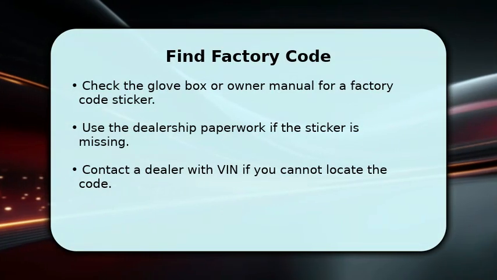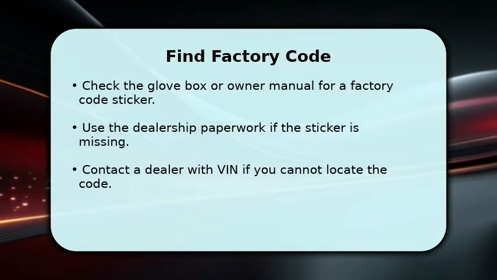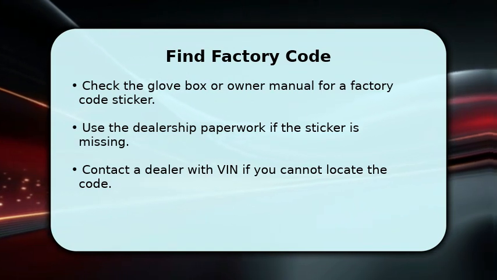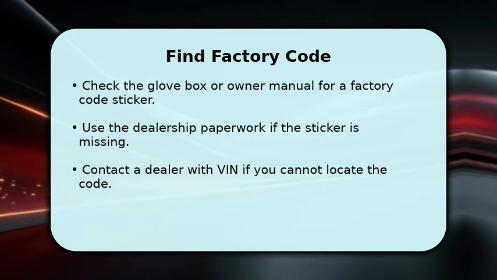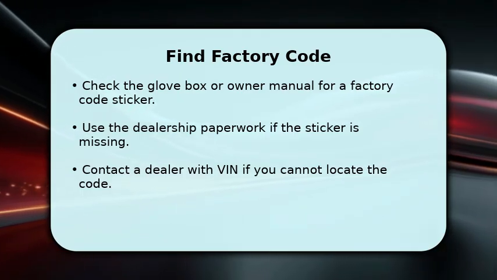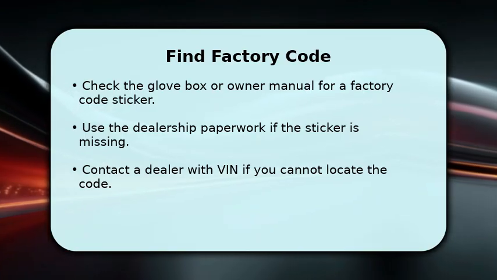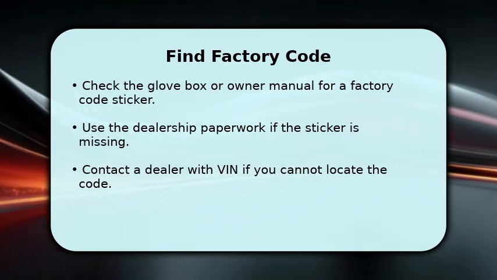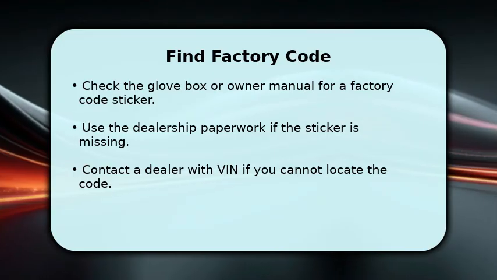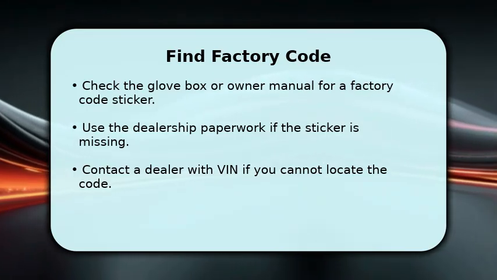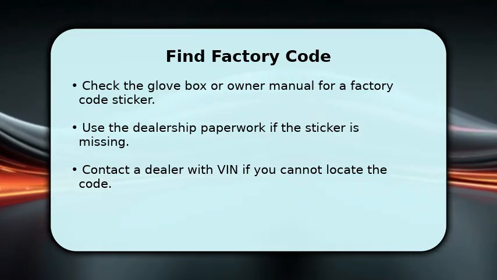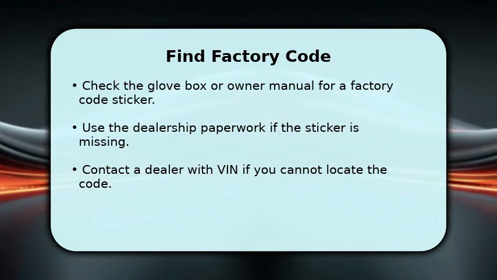Locate the factory code inside your glove box or owner manual or on a card provided by the dealer. If the sticker is missing, search through original purchase paperwork or contact the dealer with your VIN. The factory code is required to program a new personal code. Keep the code secure and note it down in a safe place after programming so you can regain access if you forget the new code.